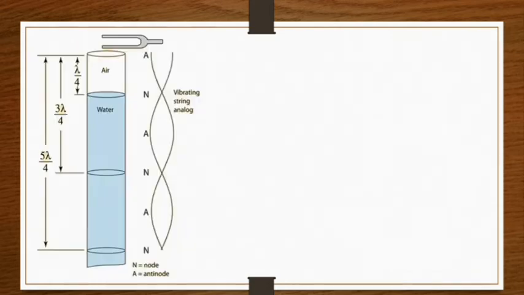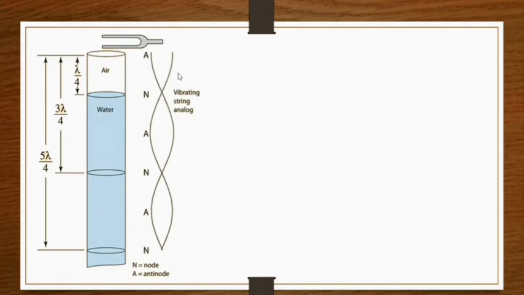In the experiment of a resonance tube, the first resonance occurs when the length of the air column inside the tube is 1/4 λ. The second one will occur when the length of the air column is 3/4 λ. The third one will occur when the length of the air column is 5/4 λ. And we can make an analogy with a vibrating string.